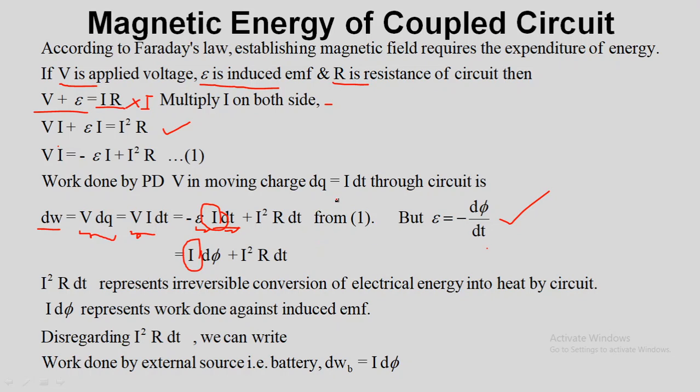Then V equal to IR. See the second term, V equal to IR, so I square R dt. So now we have written that work done as I d phi plus I square R dt. Now this I square R represents the power dissipated, because the resistance is there. Whenever current flows in the circuit, heat is generated, it becomes hotter, and that power loss is I square R.